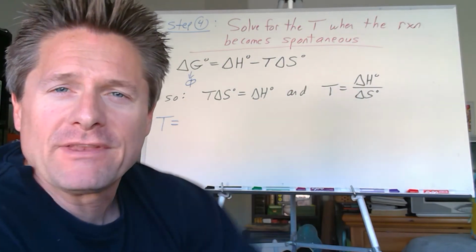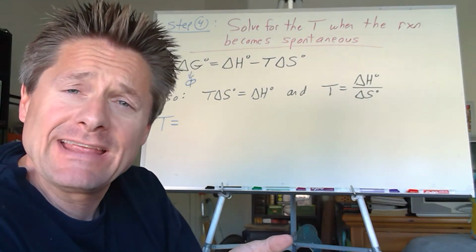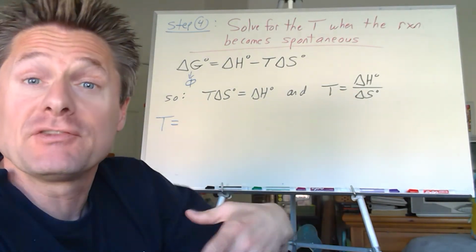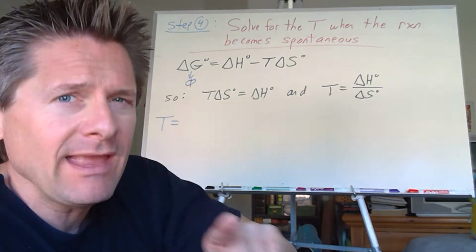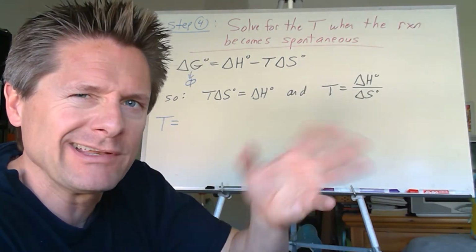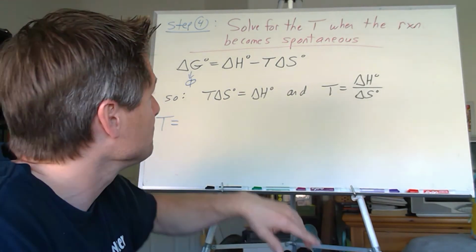Step 4, solve for the temperature when this non-spontaneous process at 25 degrees Celsius under standard conditions becomes spontaneous. It'll only be one temperature when this happens. And again, we're restricted to 1 bar, 1 atmosphere pressure.